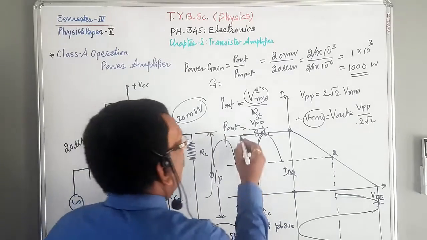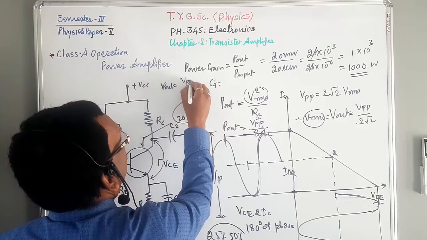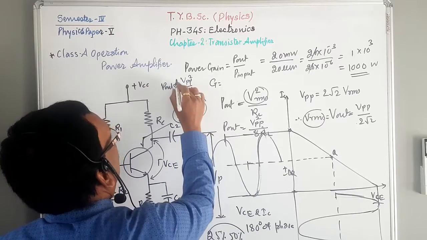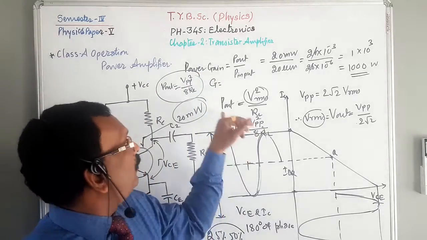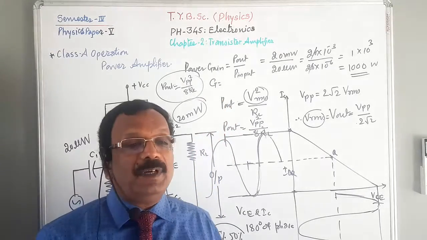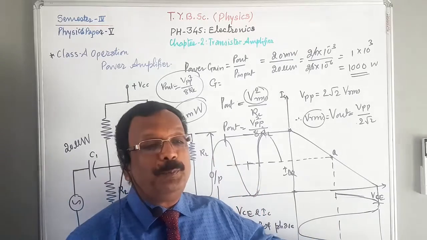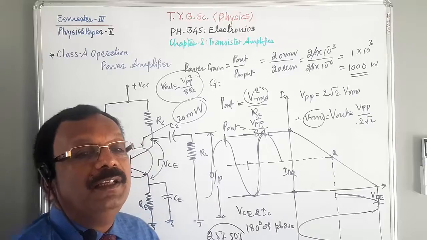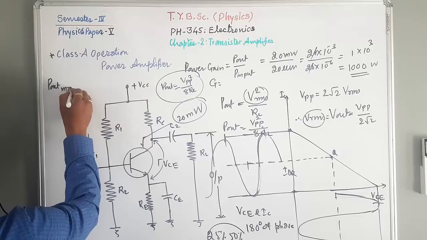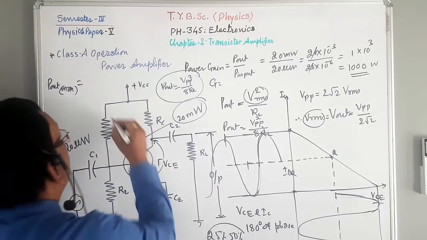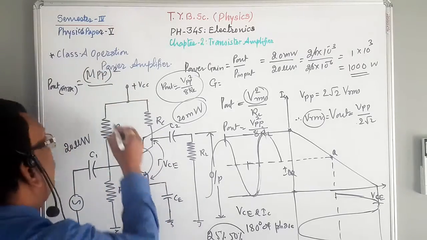So P out is simply VPP square upon 8 RL. This is the output power. Now from this output power we can calculate the maximum output power when the amplifier is producing maximum peak to peak output voltage, and this will be P out maximum, equal to simply maximum peak to peak square upon 8 RL.